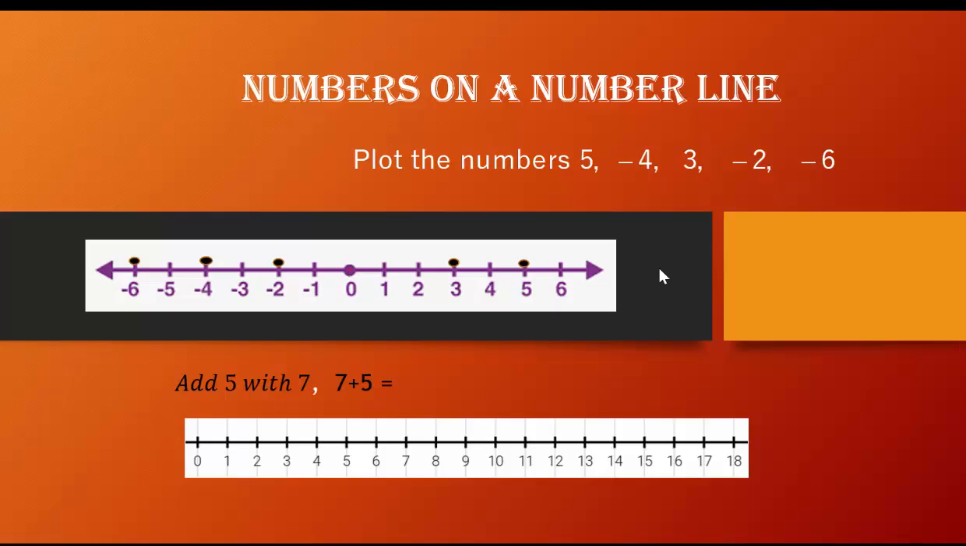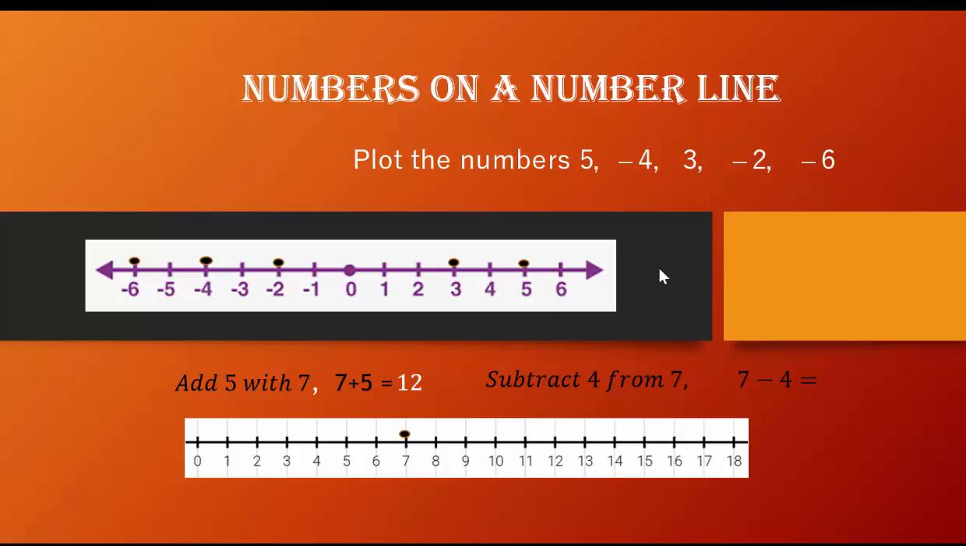So the next question is, we have to add 5 with 7. So first identify 7 on the number line. And from there, go 5 units to the right because we add 5. 1, 2, 3, 4, 5. So that stands at 12. Then we conclude that 7 plus 5 is 12.